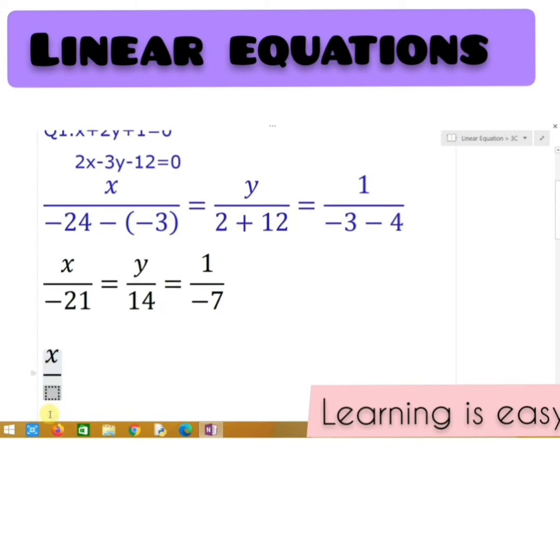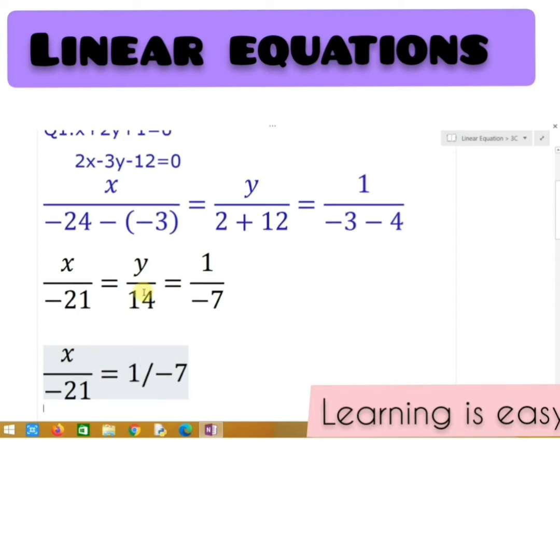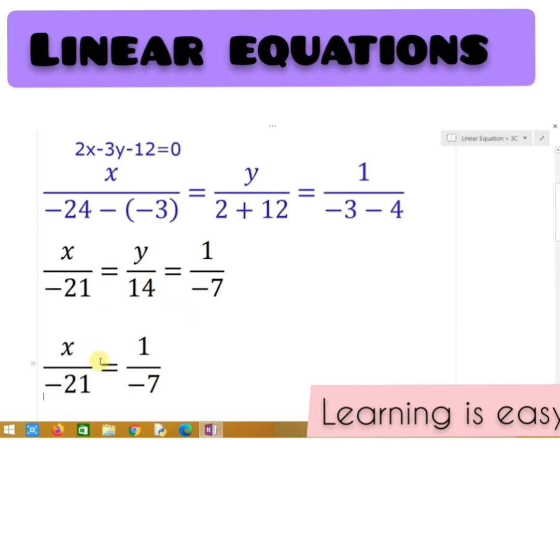x by minus 21 equal to 1 by minus 7. So 3 times 7 is 21. So the value of x is 3.